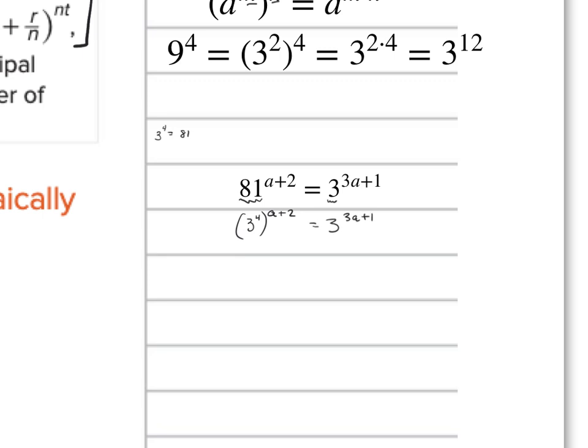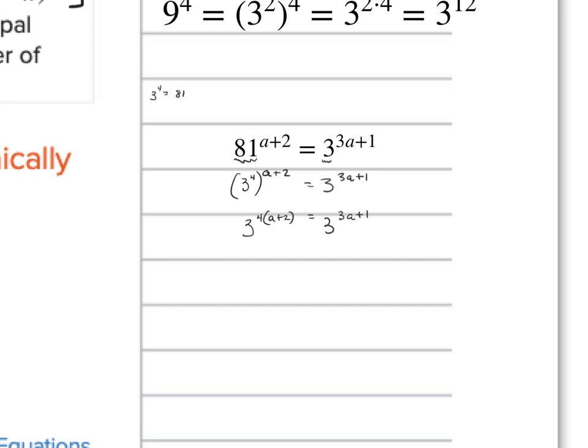So I need to do some distributive property here, because I'm going to write all the steps in here. This is 3 to the 4 times a plus 2 is equal to 3 to the 3a plus 1. Now you have like bases. You can go ahead and start your exponential equation here, and because the bases are the same, my exponents must be equal. So I have 4 times a plus 2 is equal to 3a plus 1.